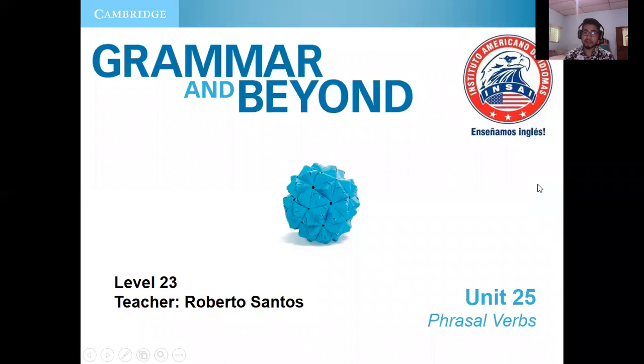Hello everyone, so today we're going to continue developing the topics from the book Grammar and Beyond. Today we have to start with unit 25, that is phrasal verbs. Phrasal verbs are really interesting because they can be used in different circumstances, and the purpose of using them is to enrich your vocabulary and make sure to have a plethora of words to use in different circumstances.